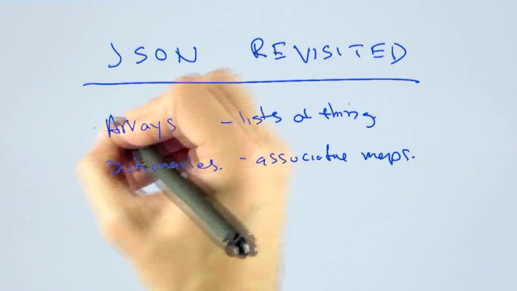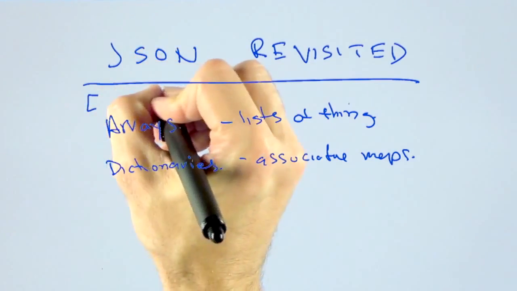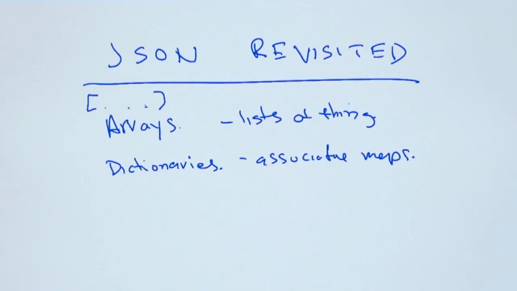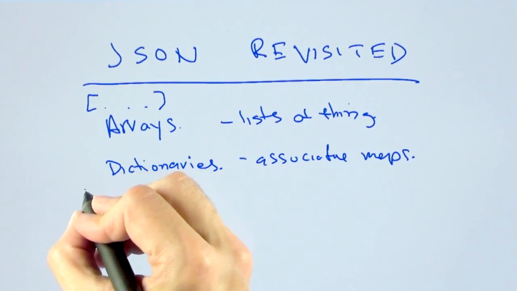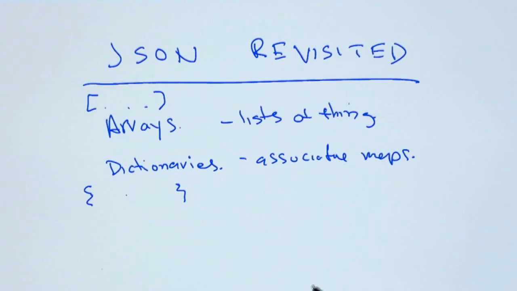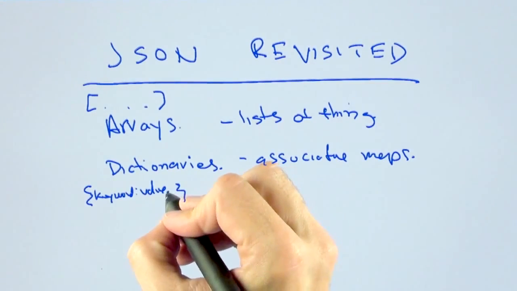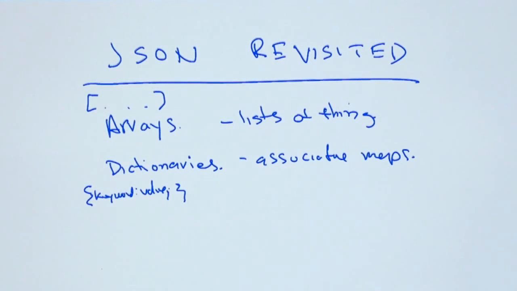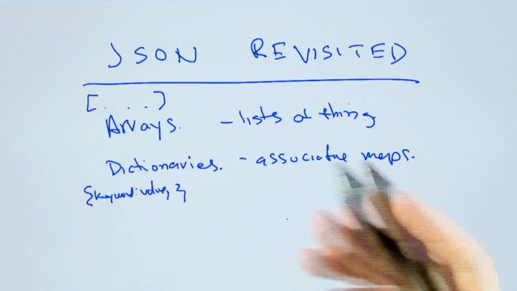So an array inside JSON is represented using square brackets, and then a list of items between. And a dictionary is represented using curly braces, and it's a bunch of keyword and value pairs. There's a keyword, colon, and then a value, and there can be arbitrary numbers of these separated by commas. Those are the only two data structures inside JSON. And they can all be combined and nested in arbitrary ways.